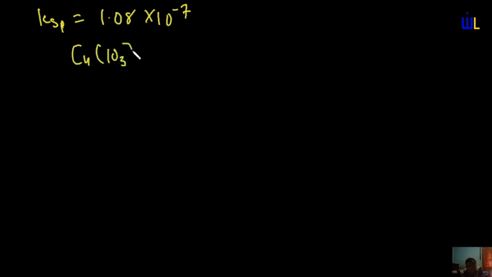Okay, Ksp for the question is 1.08 times 10 raised to power minus 7. Now, the first thing you need to do before you even get to solve is to write the equation of the solution. Copper iodate is going to be dissolved in water to give copper ion plus the iodate ion.